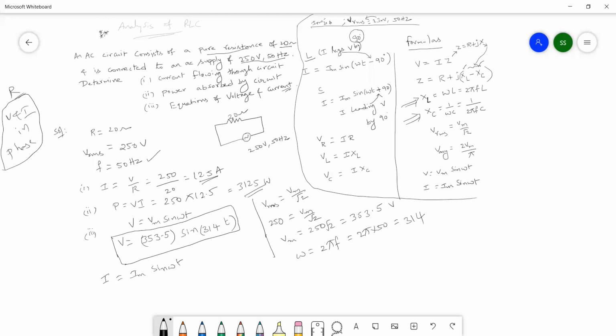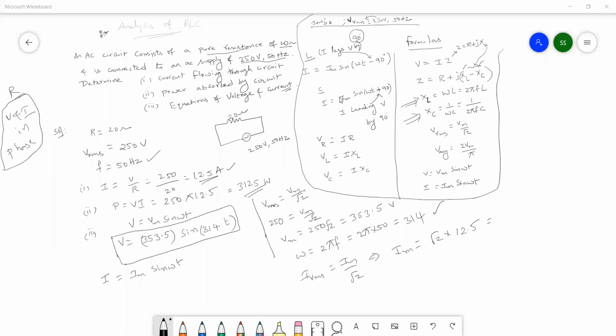Now calculate the current equation. Omega value remains the same, 2 pi f. Im value you need to calculate. So IRMS is equal to Im by root 2. From this, Im equals root 2 into IRMS value. We calculated it as 12.5. 12.5 into root 2, how much? 17.67.